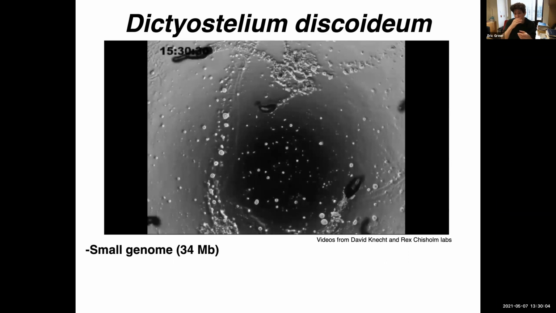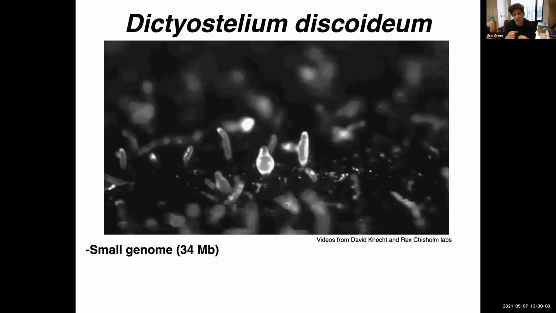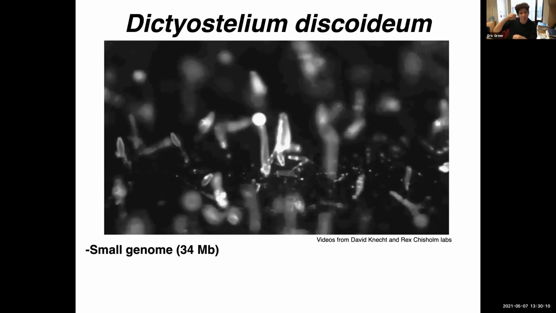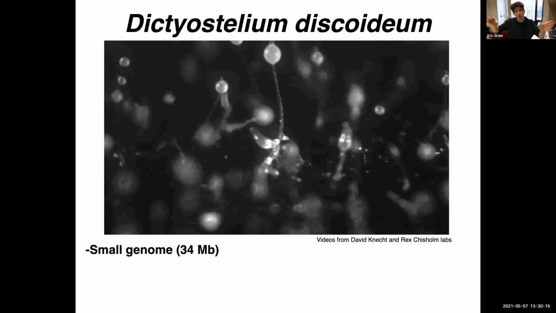And if it can't find any food, it will transition again. It will plop itself down, form a stalk and spores, and then eventually it will germinate and send those unicellular spores to foreign locations to find food. So this is a really dramatic and dynamic process. This all occurs within 24 hours.